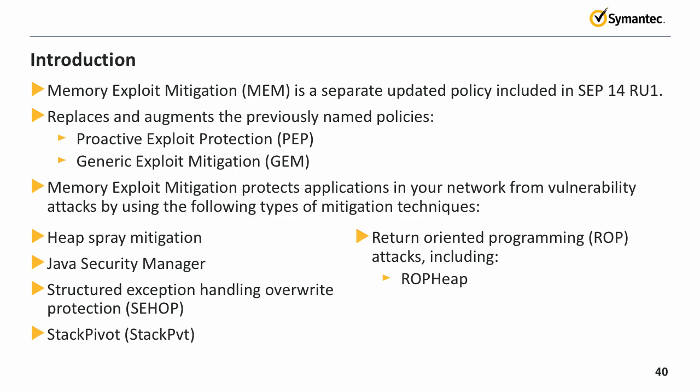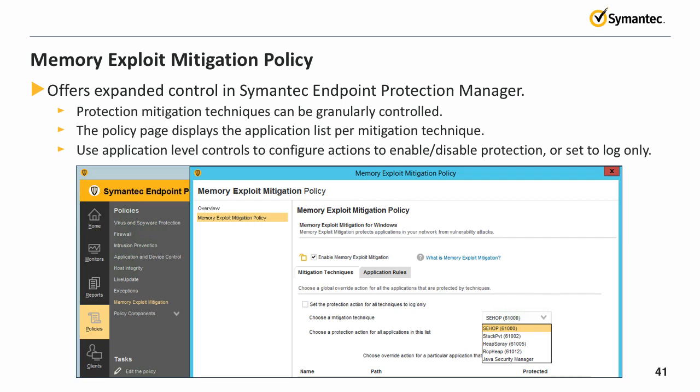Memory exploit mitigation protects applications in your network from vulnerability attacks by using the following types of mitigation techniques: heap spray mitigation, Java Security Manager, structured exception handling overwrite protection, return-oriented programming attacks, including ROP heap. The policy settings are not configurable when the domain is enrolled in Security Cloud. Memory exploit mitigation policy offers expanded control in Symantec Endpoint Protection Manager.